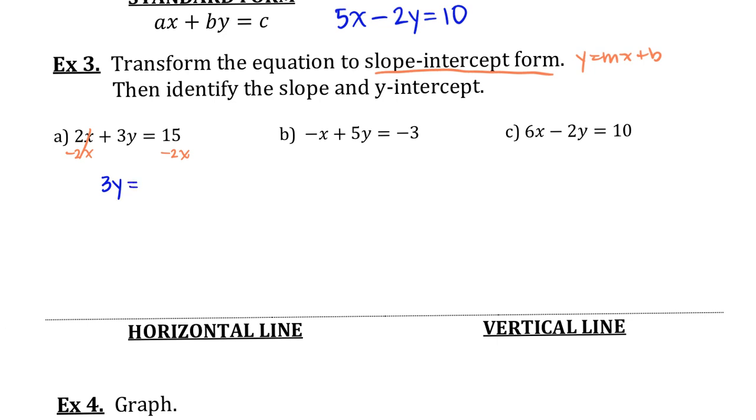3y equals, now if I do 15 minus 2x, they're not like terms. I cannot actually subtract them, but I don't want to lose them either, so I need to write both terms there. I'm going to put the negative 2x first and the positive 15 second. If you would like to write the 15 first and the minus 2x second, that's fine as well. Now I almost have it in the y equals form, but I have a 3y here. To cancel the 3, divide everything by 3.